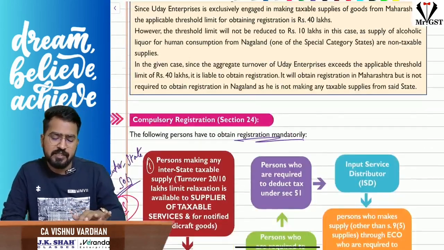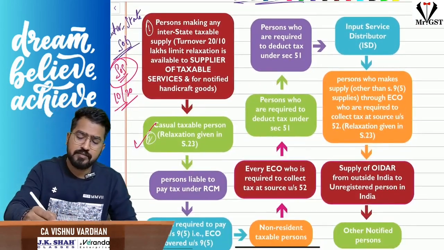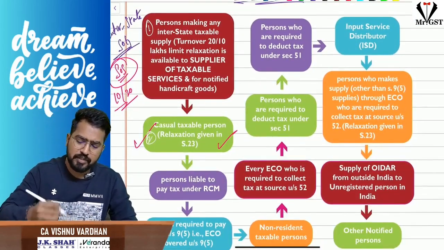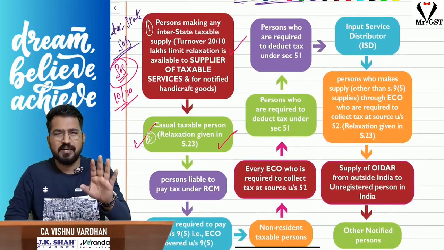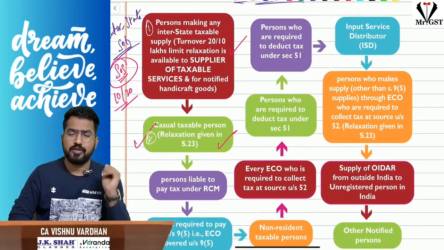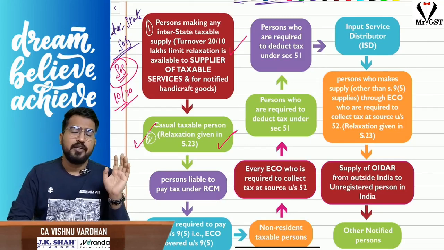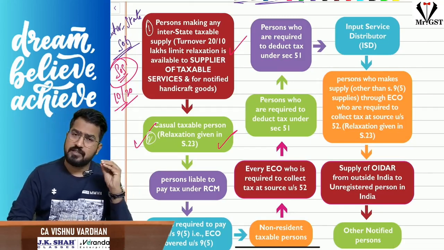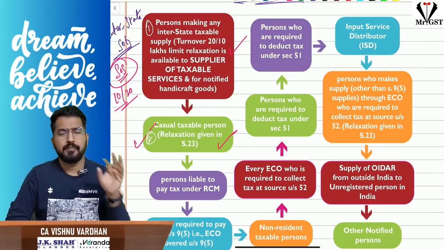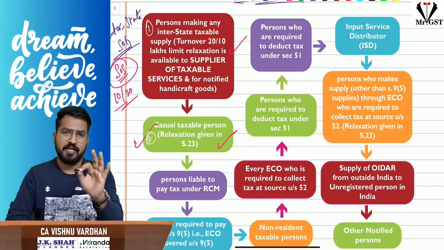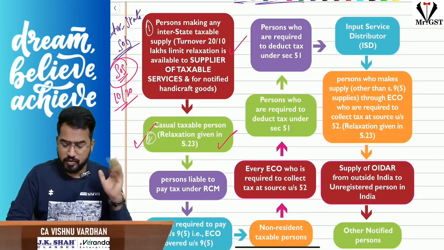Okay, so that means even though you are making interstate supplies, even though you are a casual taxable person, you are definitely liable for registration. But if you are dealing with notified handicraft goods, sir, you can make interstate supplies, still enjoy the threshold limit of 10 lakh, 20 lakh without taking registration, but obtain a PAN card and generate e-way bill. That is the concept. Okay, fine.